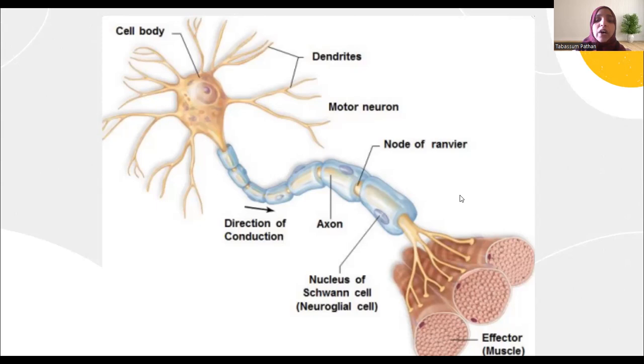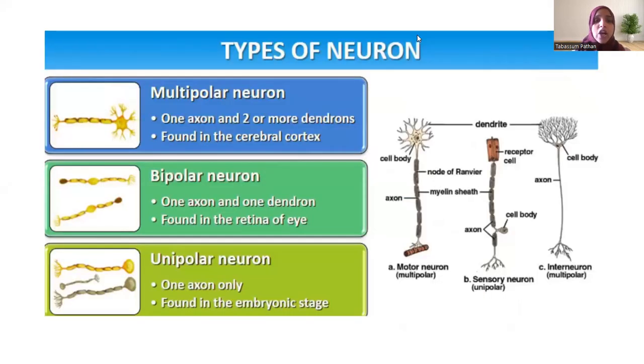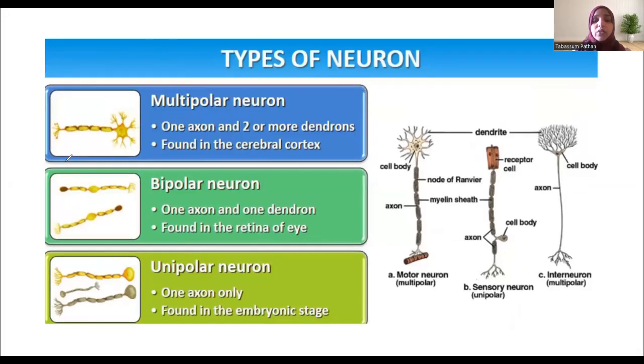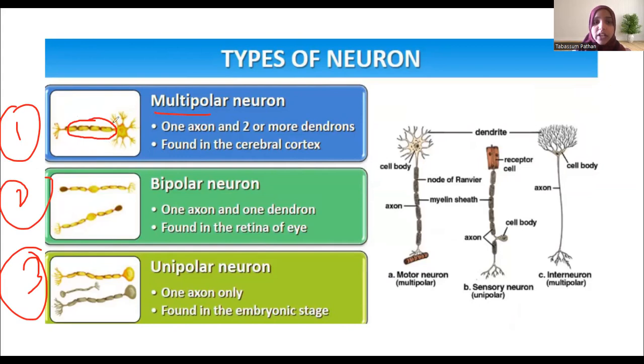Now, neurons can be of different types. Depending upon how many axons and dendrons they have, they are classified into multipolar, bipolar, and unipolar. So multipolar means what? There will be one axon, as you see in the picture over here, and two or more dendrons. Here you can see dendrons 1, 2, 3, more than two. So if a neuron is having two or more dendrons, then we will call it a multipolar neuron.